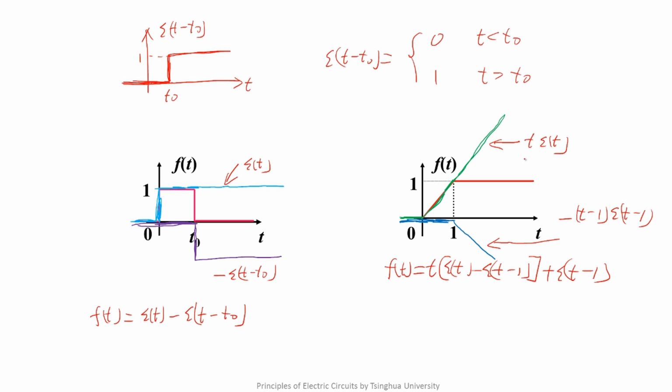You should notice that this function moving 1 to the right means all t in the expression minus 1. According to this opinion, ft equals t times epsilon t minus t minus 1 times epsilon t minus 1. It's not difficult to verify the two expressions are the same.